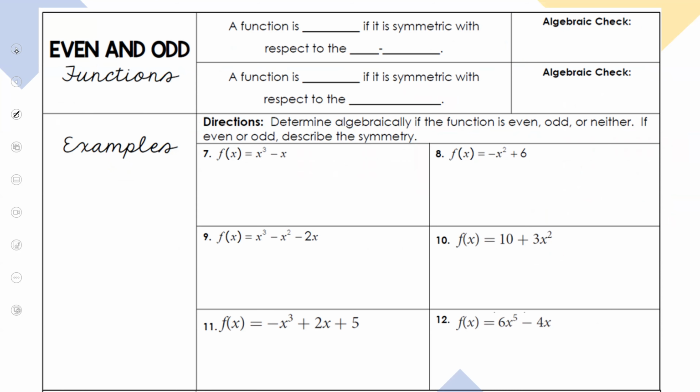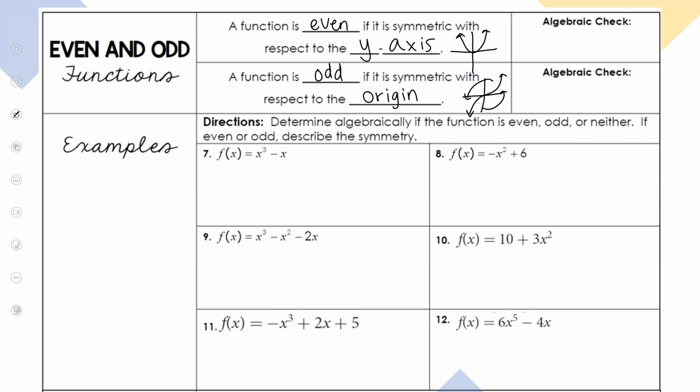Okay, so let's talk about even and odd functions. A function is even if it is symmetric with respect to the y-axis, which makes sense, remember? Because this is what an even one would look like, and it folds across the y-axis. So that makes sense. And a function is odd if it is symmetric with respect to the origin, right? The parent function of an odd degree polynomial looks like that. And if you rotate this around, this comes here, it'll look exactly the same.